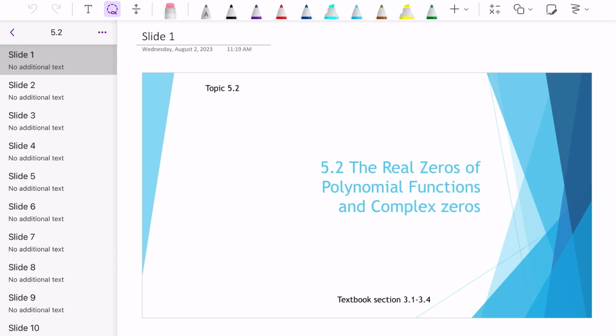Welcome to 5.2, the real zeros of polynomial functions and complex zeros. So here we're going to be breaking down our polynomials into our real numbers as well as our complex numbers. This is very similar to what we did at the very beginning, which was factoring polynomials by factoring. But in this case, we're going to solve, and we're going to solve using not only real numbers, but complex numbers.